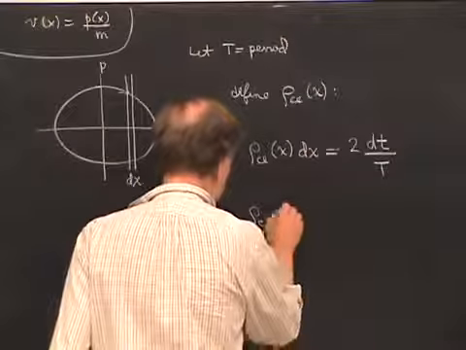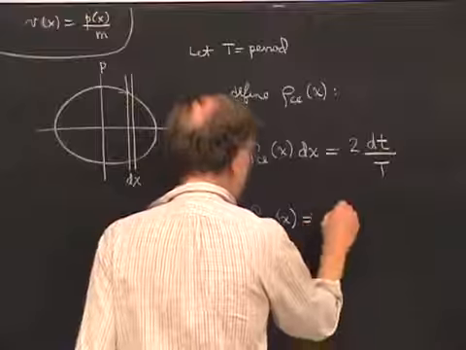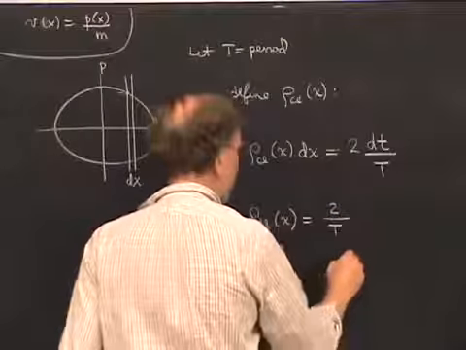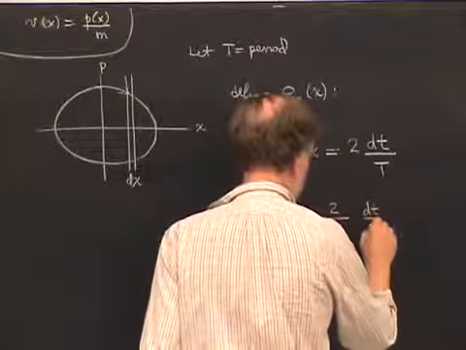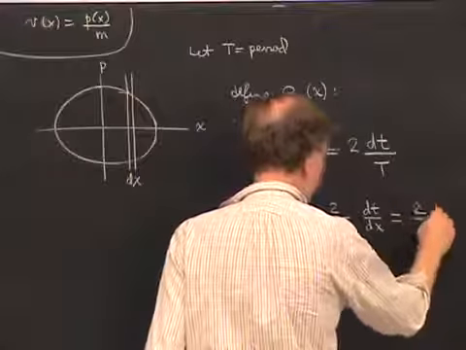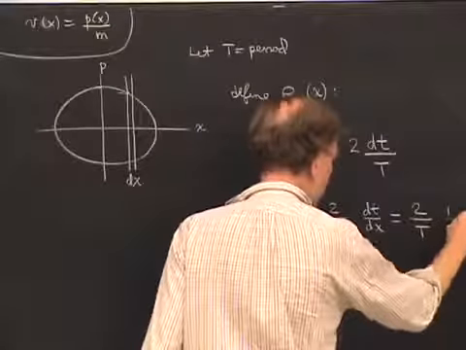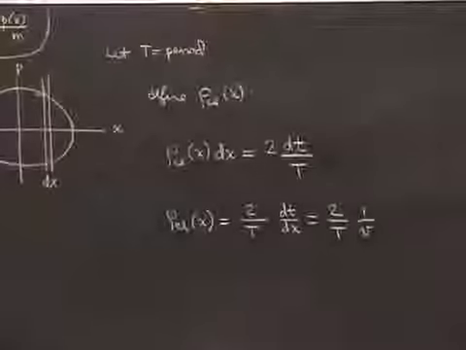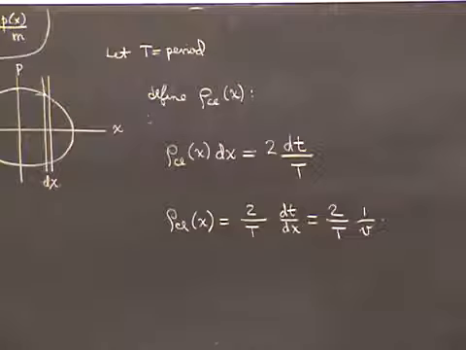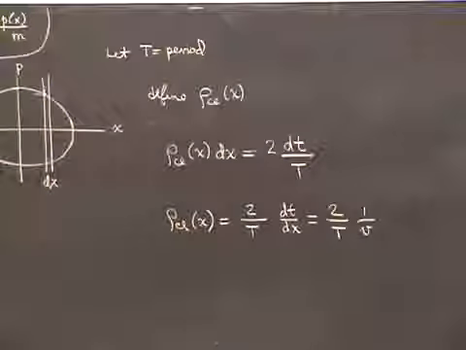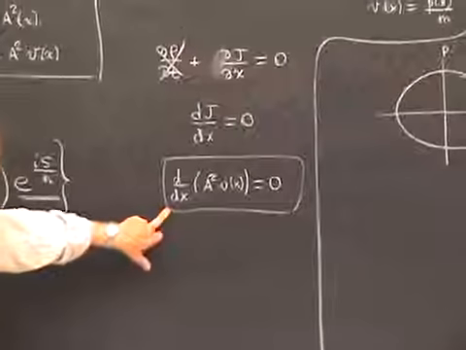Now, we can then solve for rho classical of x explicitly. It becomes 2 divided by the total period times dt divided by dx, which is equal to 2 over the period times 1 over the velocity. Now, why is that interesting? It's because it agrees with the solution of the amplitude transport equation.